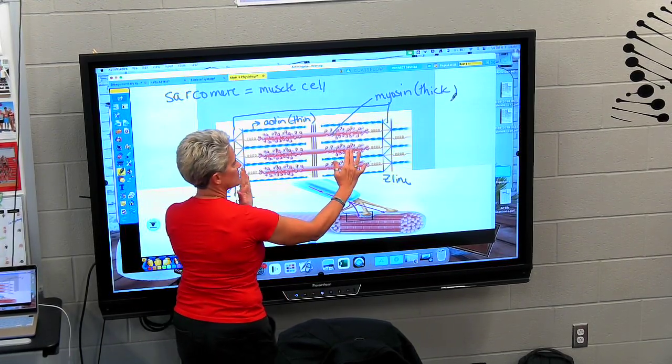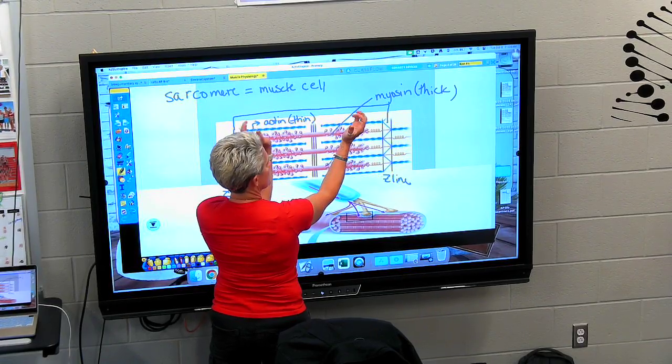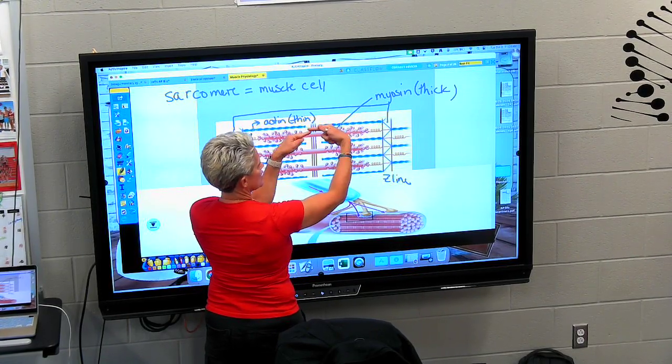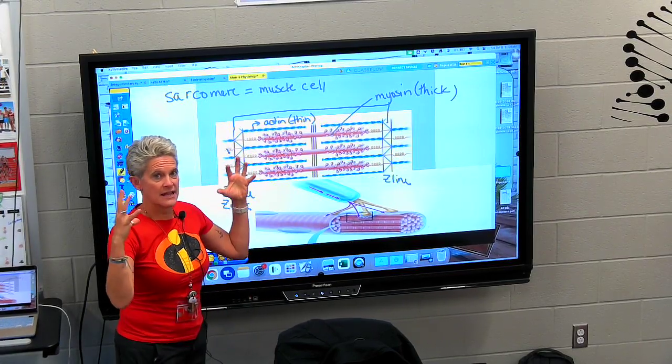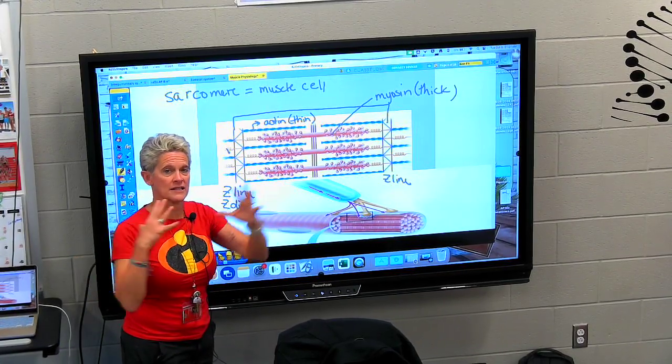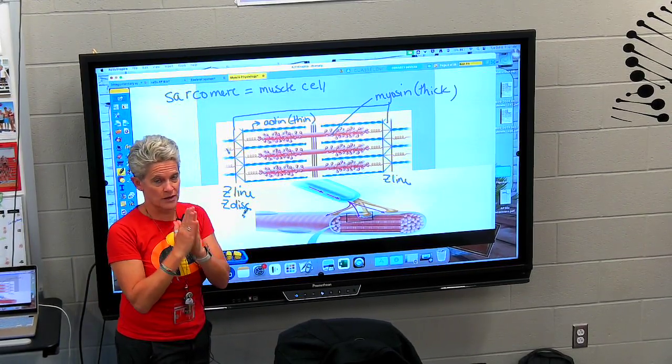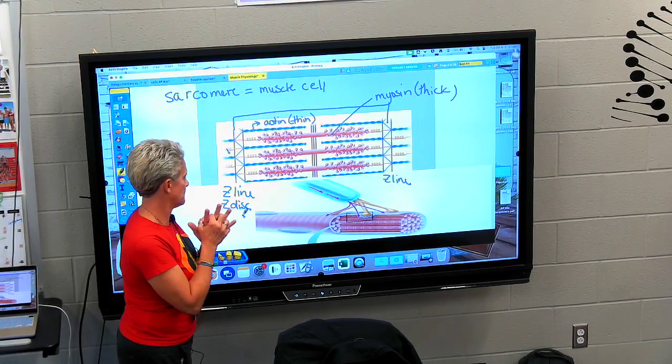The myosin stays put, but the actin moves inwards towards each other, thereby pulling the ends of the lines, and this is happening all throughout the muscle, and it's going to cause it to get shorter. I'm going to show you a video on that here in a second, okay?